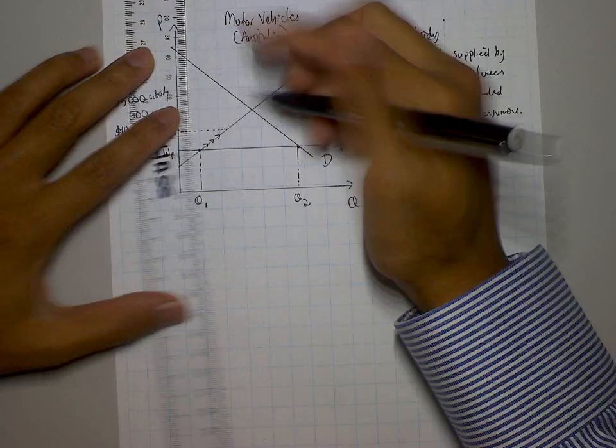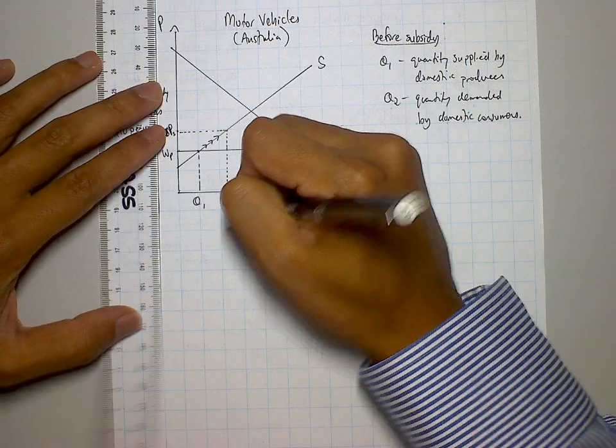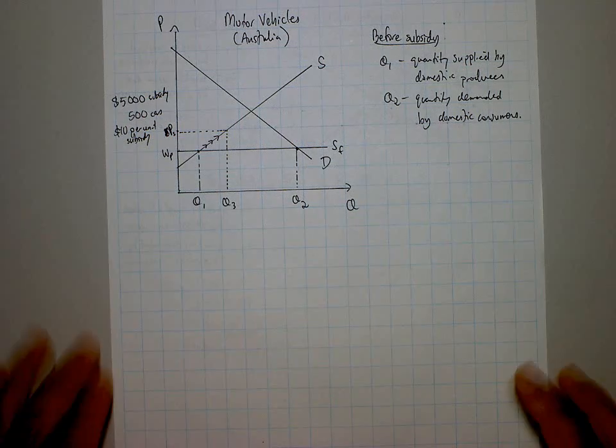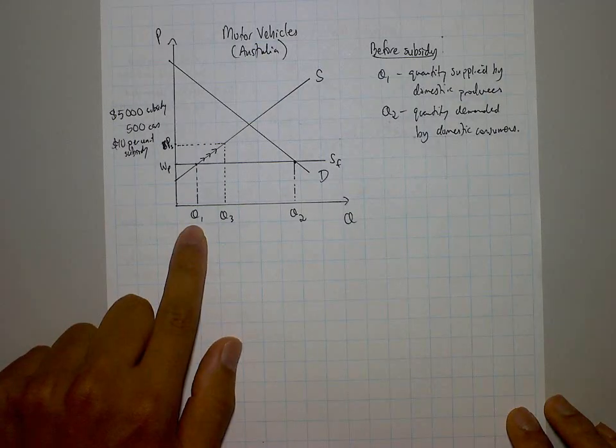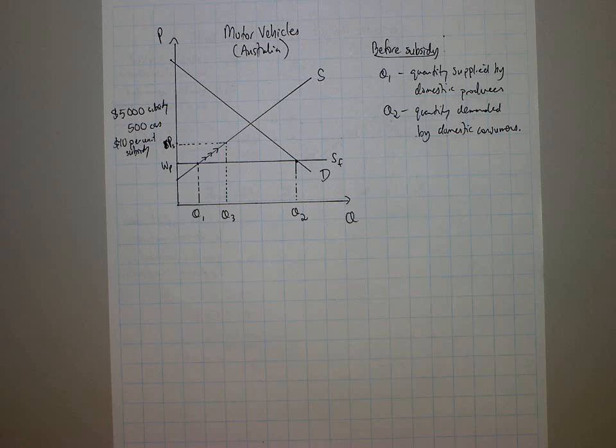So once we do that, we can then drop the quantity down from the supply curve to find a new quantity. So now, rather than sellers producing at Q1, they're selling Q3 amount of motor vehicles, because it is more beneficial for them to do that. It's more beneficial for them to produce cars because of that extra per unit subsidy they're receiving, and that increases the quantity they're willing to supply. Alright, so that's all you generally need to draw.